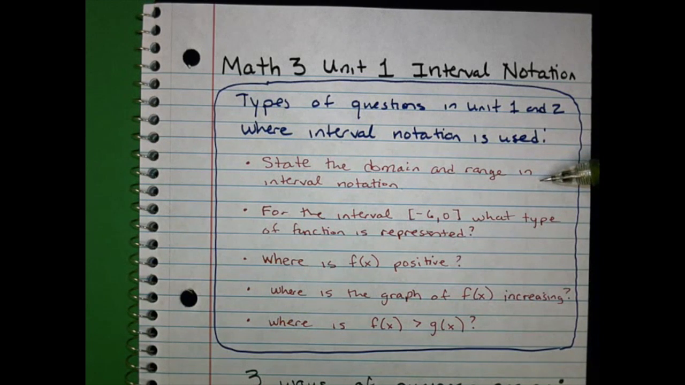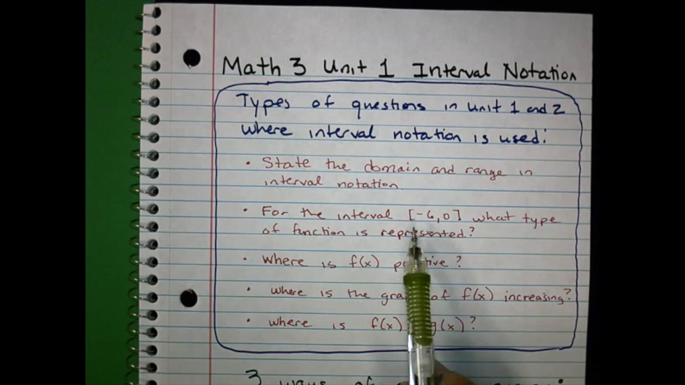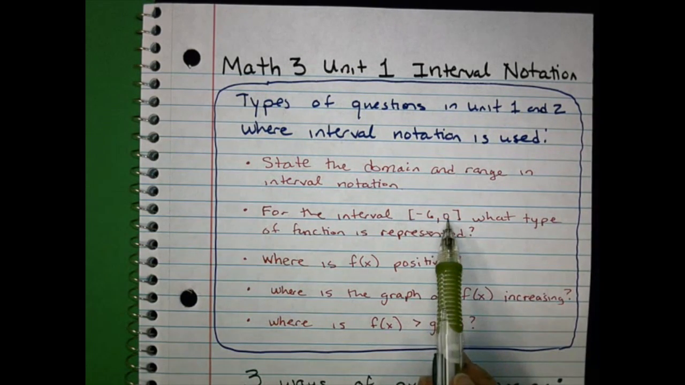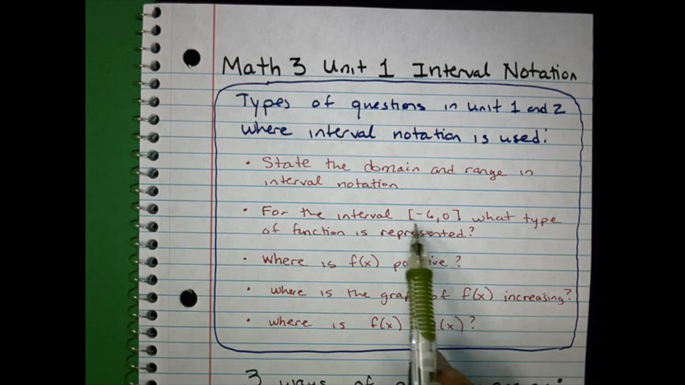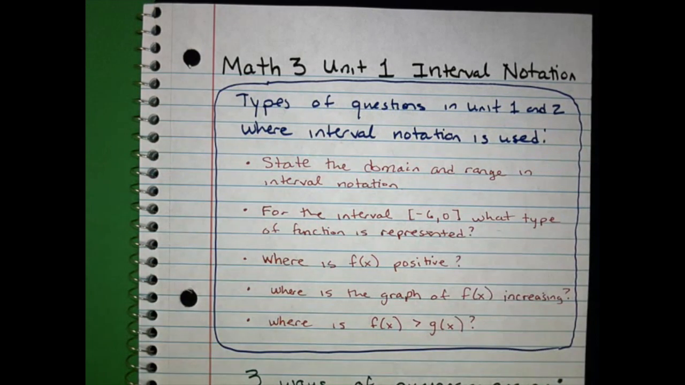Most commonly in Unit 1 they're asked to state the domain and range in interval notation. There are a few spots in the second part of the chapter and on the test where they're asked, given a certain interval, this would be from -6 to 0, including -6 and including 0, what type of function is represented? And the answer that we're asking them for is a quadratic or a linear function or an exponential function.